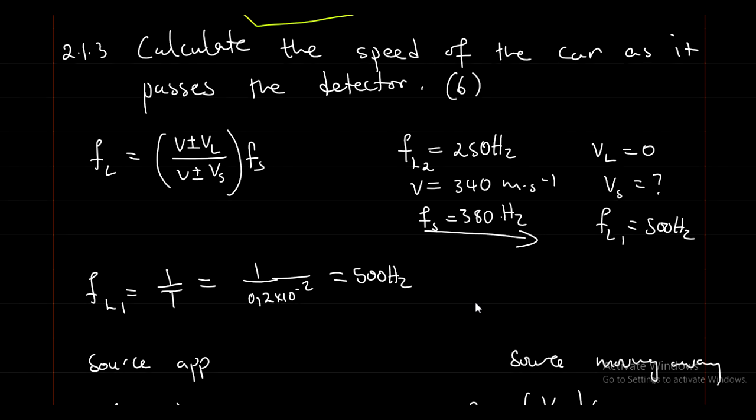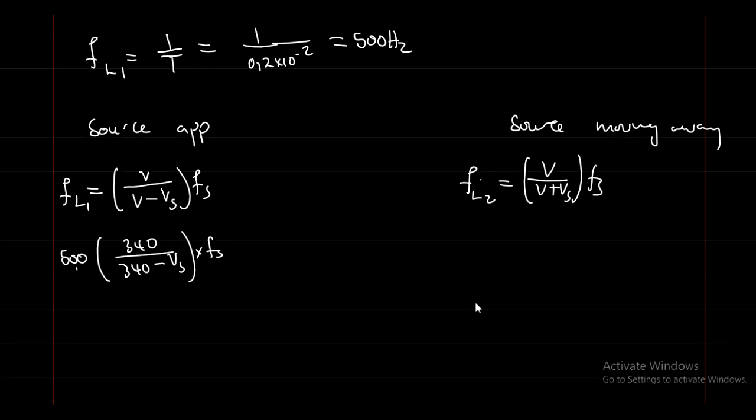And then here we have 250 hertz. Here we have 250 into 340 over 340 plus Vs times the Fs. Oh, here there's a mistake. Equal sign, guys. I've seen this mistake with a lot of learners. 500 is equals to, 250 is equals to. Yes.